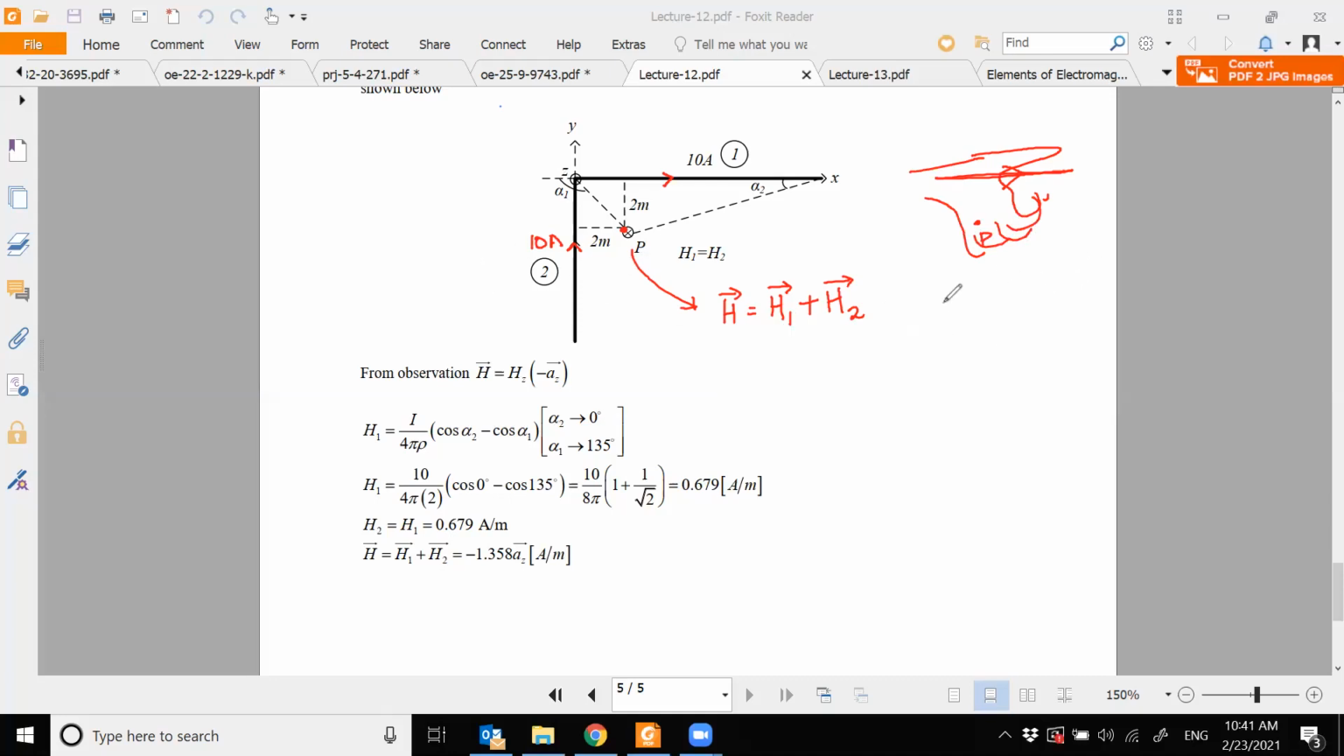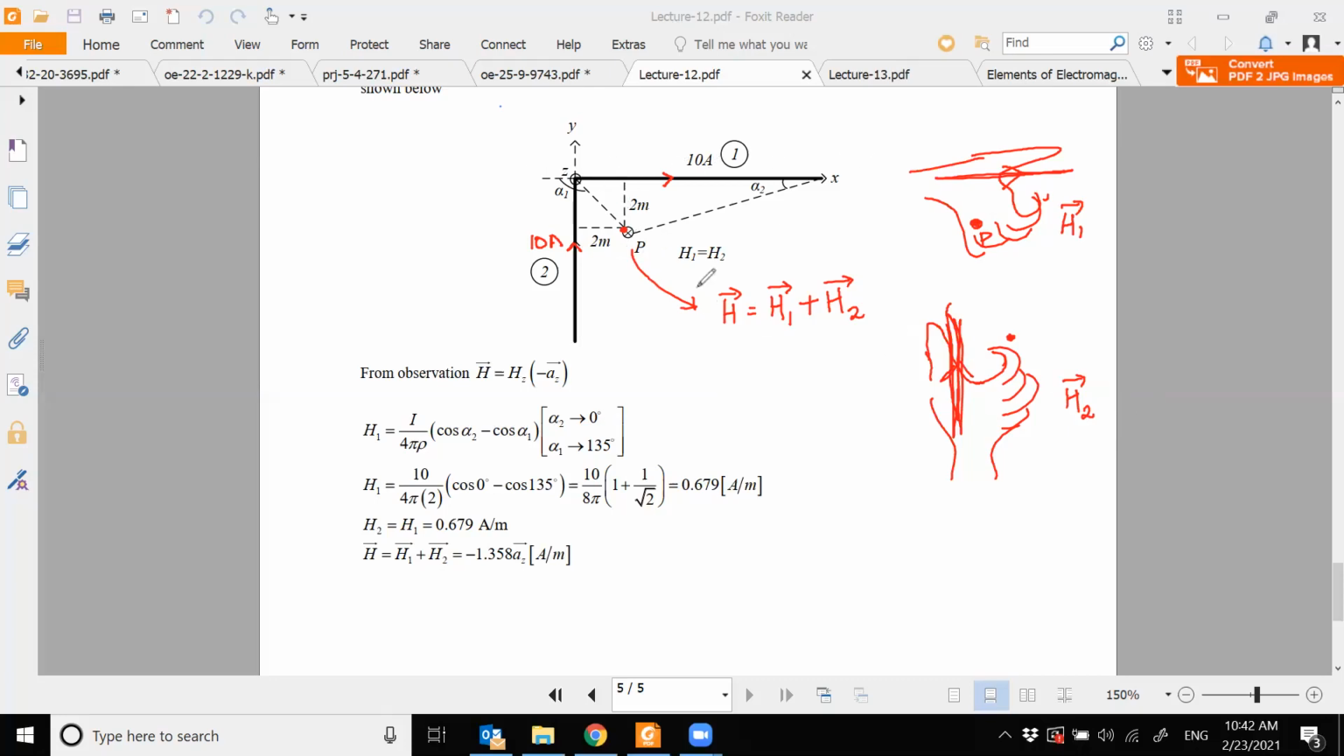Okay, now what about this one? Put your thumb here, and my observation point is here. If I put my thumb here, then what happens to my fingers? Again, my fingers are going inside the screen, right? So both are going inside the screen. That means both the magnetic field H1 because of this current and the magnetic field H2 because of this current are going inside the screen. That means it will be in which direction?